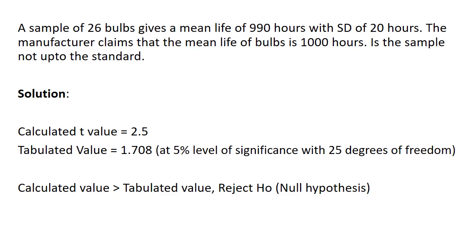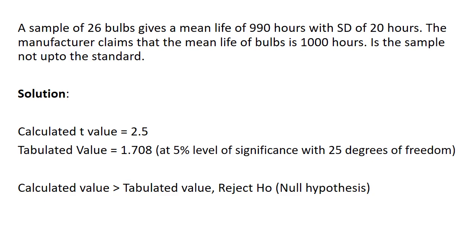Let us see another sum. A sample of 26 bulbs gives a mean life of 990 hours with a standard deviation of 20 hours. The manufacturer claims the mean life of a bulb is 1000 hours. Is the sample not up to the standard? is the question.